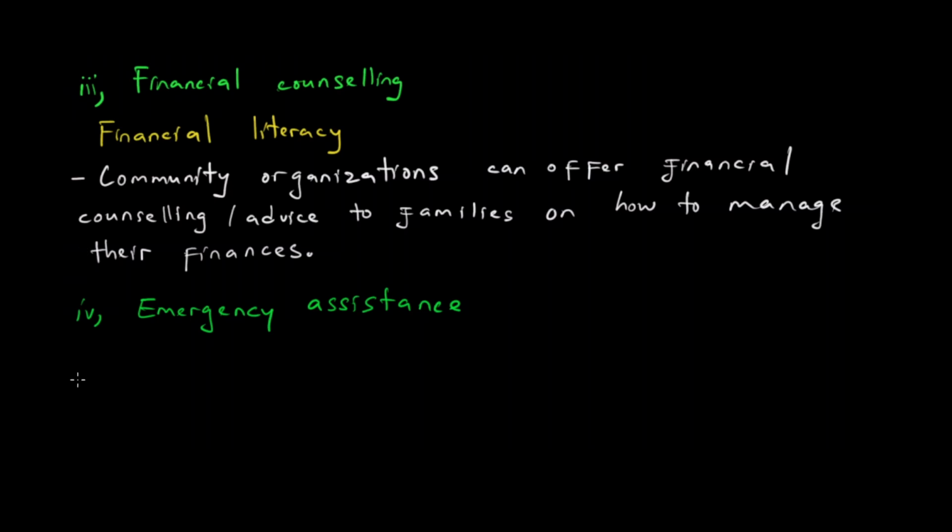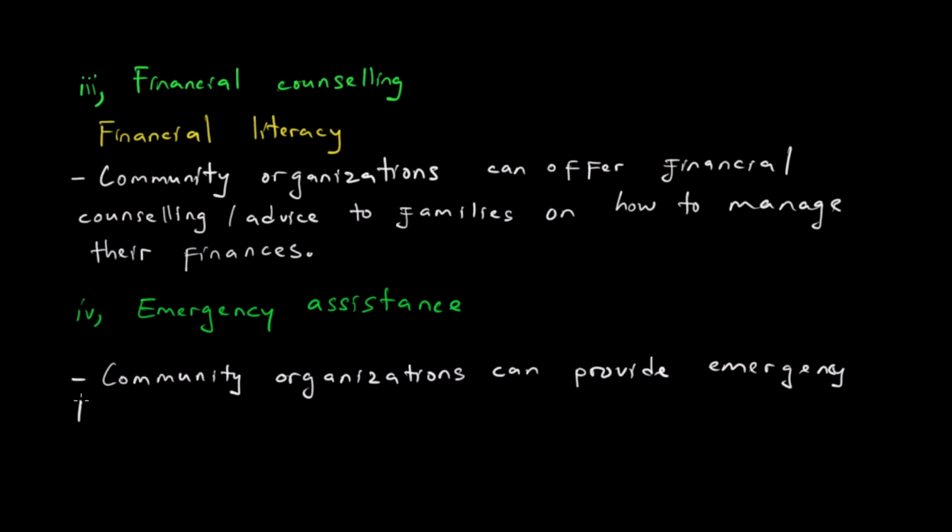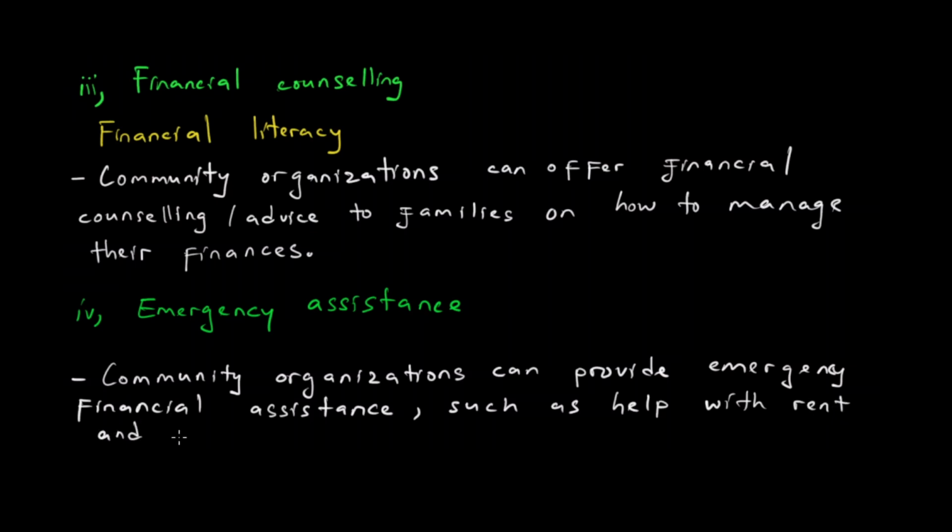So here we have the community helping in emergencies. Community organizations can provide emergency financial assistance. In the case of an emergency, if we cannot pay rent and risk being evicted from where we live, then the community or community organizations will come in, such as with help with rent and utility bills. So these are the 4 points where we find the community helping families through financial support.